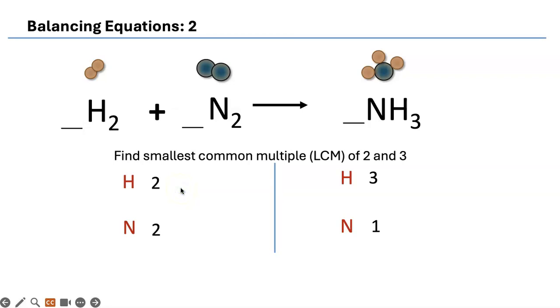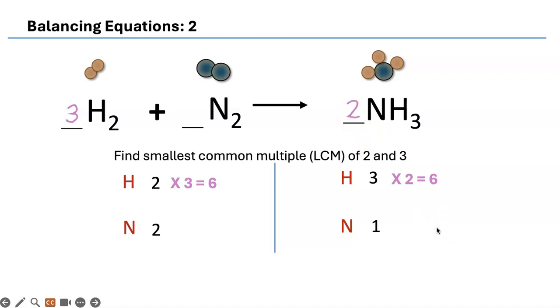So I'm just going to balance hydrogen here. I need to make this side and this side equal to each other. Since the numbers are 3 and 2, the least common multiple is 6, so I'm going to make this side equal to 6. 2 times 3 is 6, so I'm going to multiply this by 3. And then on this side, I'm going to multiply this by 2 to make it equal to 6. And I will put a 2 over here.